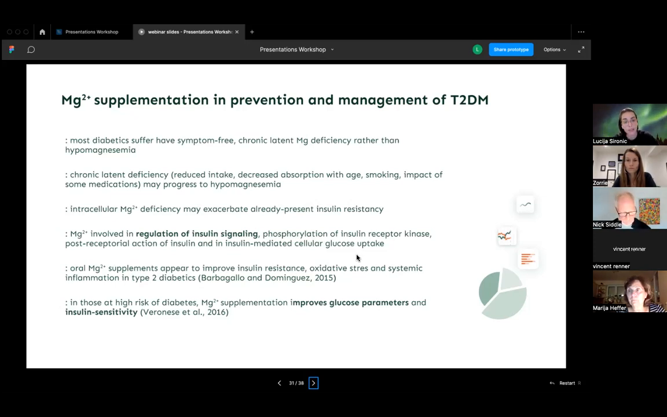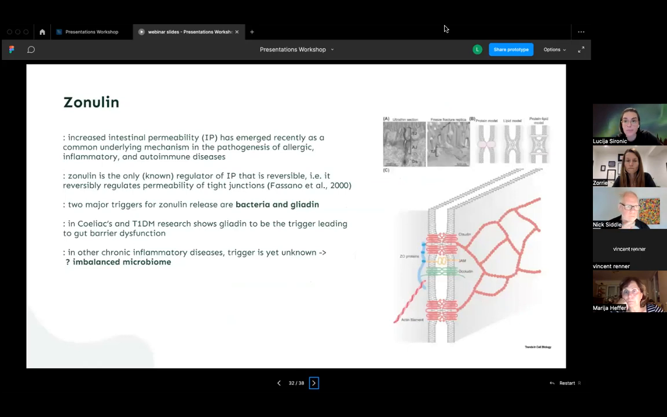down. And at the same time, if you do that in people who are at high risk of diabetes or pre-diabetics, that also seems to improve glucose parameters and insulin sensitivity. So, following up on our case study 2, this might be something that would be worth doing in her case.